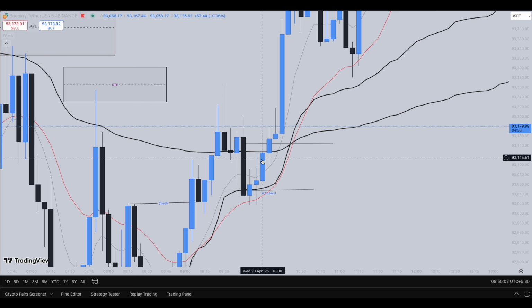So if you mark the 0.5 level, guys, you can see the market rejecting price from the 0.38 level, as well as the 21 moving average, as well as the 9 moving average, and breaking the day VWAP level.